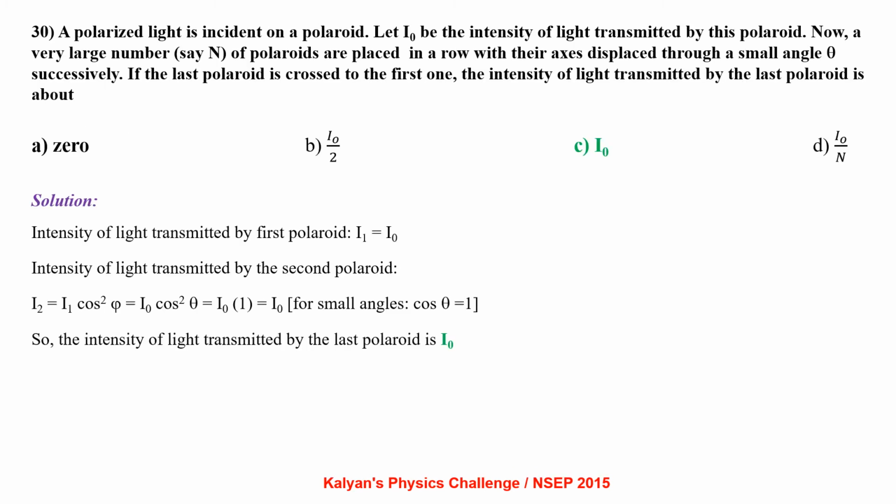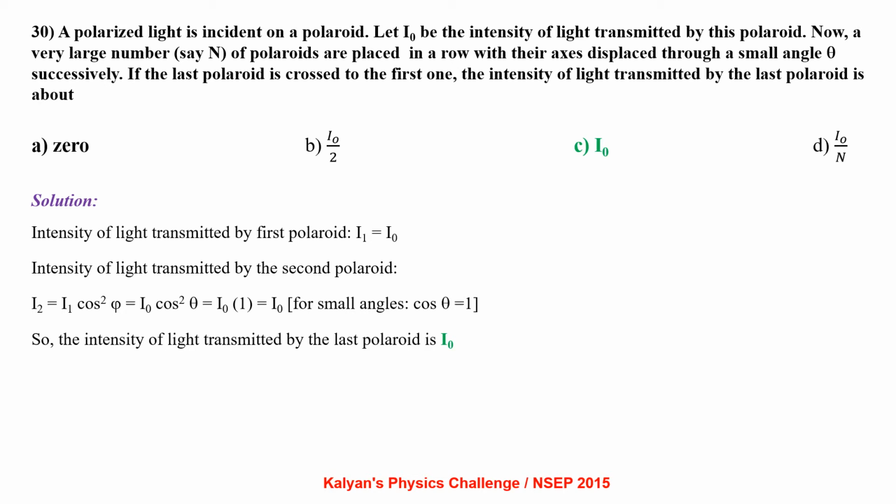A polarized light is incident on a Polaroid. Let I naught be the intensity of light transmitted by this Polaroid. Now a very large number, say n, of Polaroids are placed in a row with their axes displaced through a small angle theta successively. If the last Polaroid is crossed to the first one, the intensity of light transmitted by the last Polaroid is about?